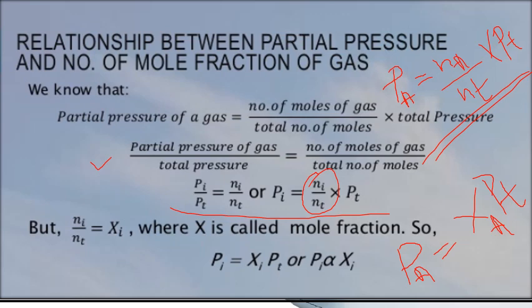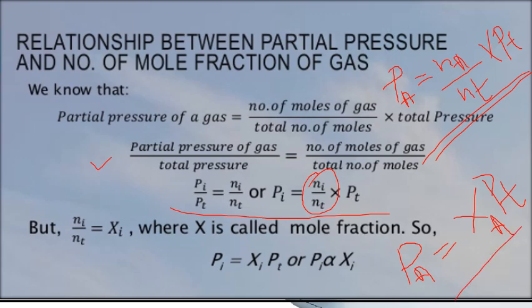XA is the fraction of A type of gas which is present in that total number of moles. So this is how the mole fraction and partial pressure are related. Similarly you can get for the other gases as well.